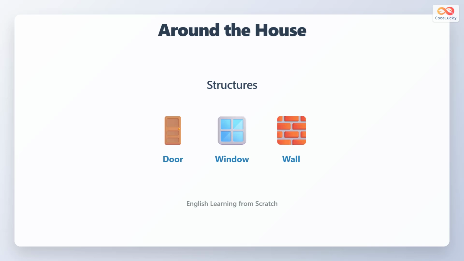Today, we learn the basic structures of a house. Door, window, and wall are the main parts that make up every home. These are the building blocks you see in every house around the world.